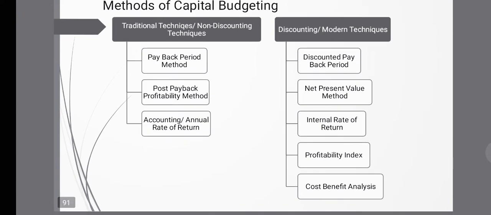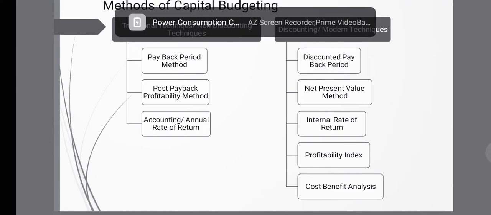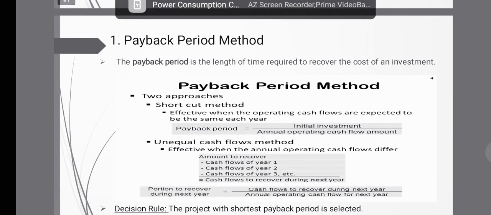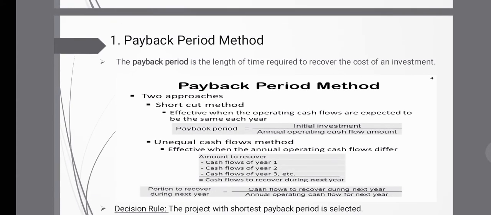Now, in modern or discounting techniques, we have the discounted payback period, net present value method, IRR method, profitability index method, and cost benefit analysis method. We have discussed all these things in project management, so it would be easier for you. Payback period, we already know, is that length of time required to recover the cost of an investment.